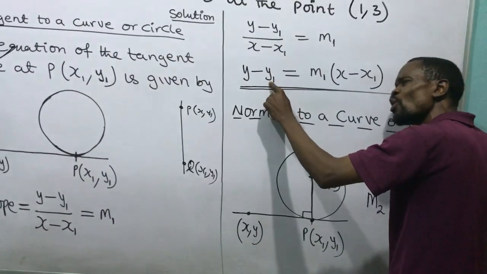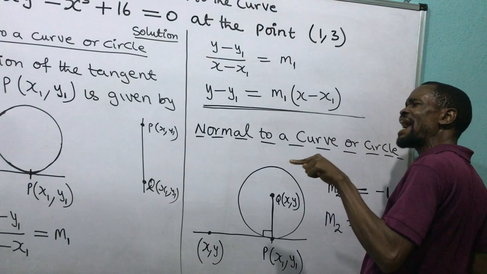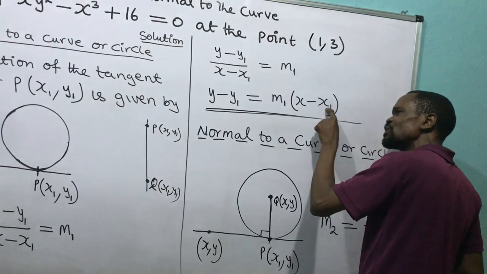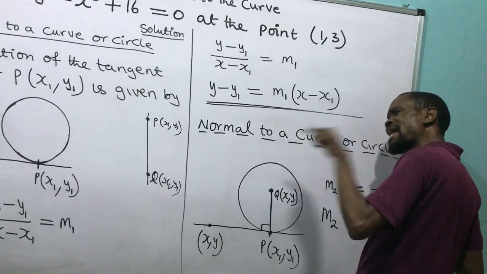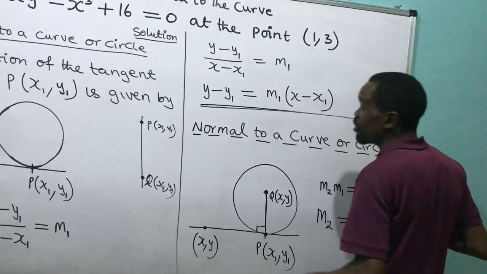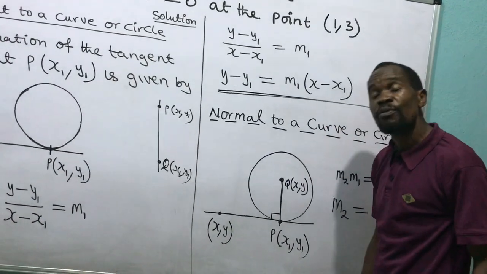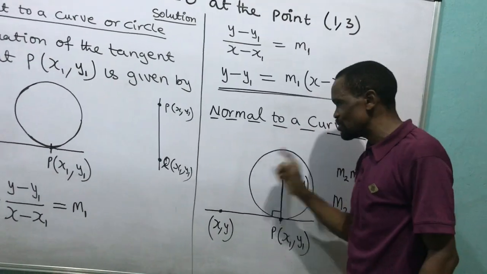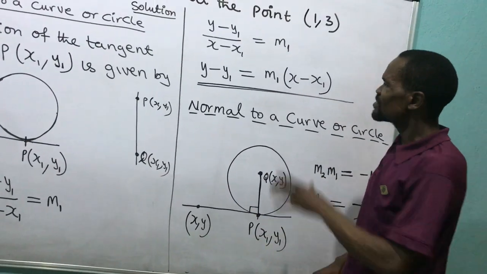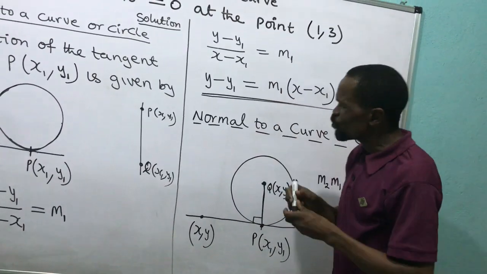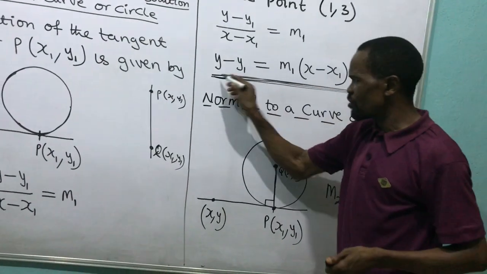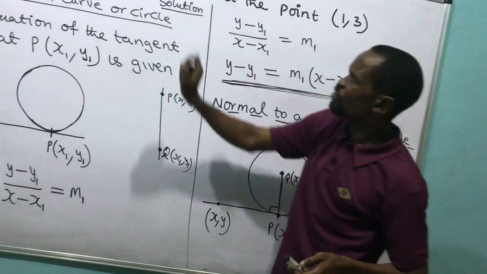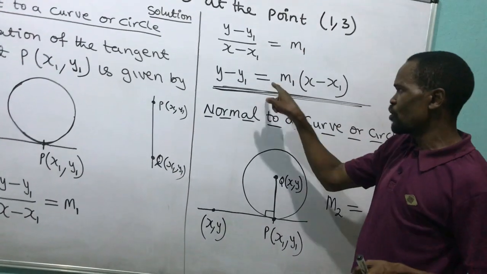Remember that y1 is the y-coordinate of the point where the line meets the curve or circle. And x1 is the x-coordinate of the point where the line meets the circle or curve. Then m1 becomes the slope of the line that is tangential to the curve. Then we have already settled it. That's the equation of the tangent, which we are going to use to solve this problem. We are going to use it to find the tangent and normal to the curve. We are going to get the tangent.